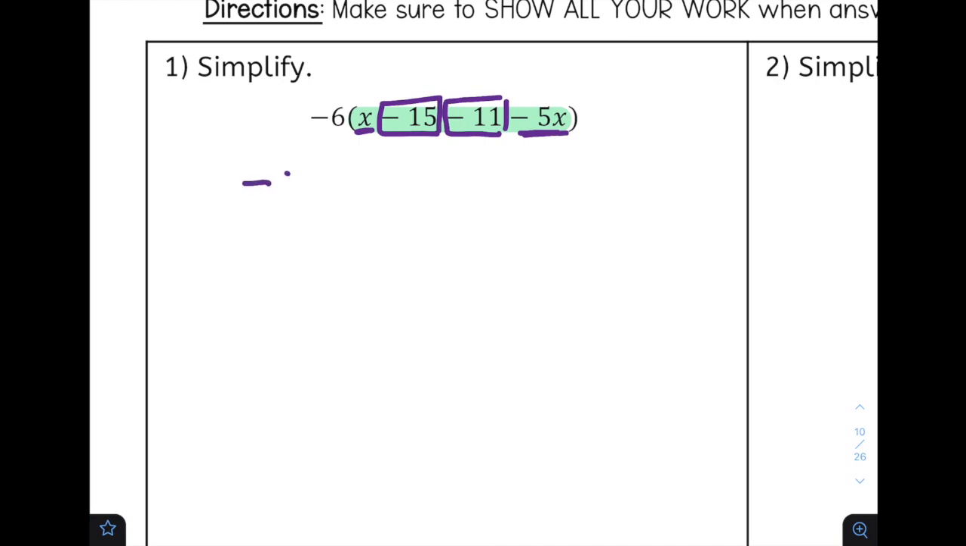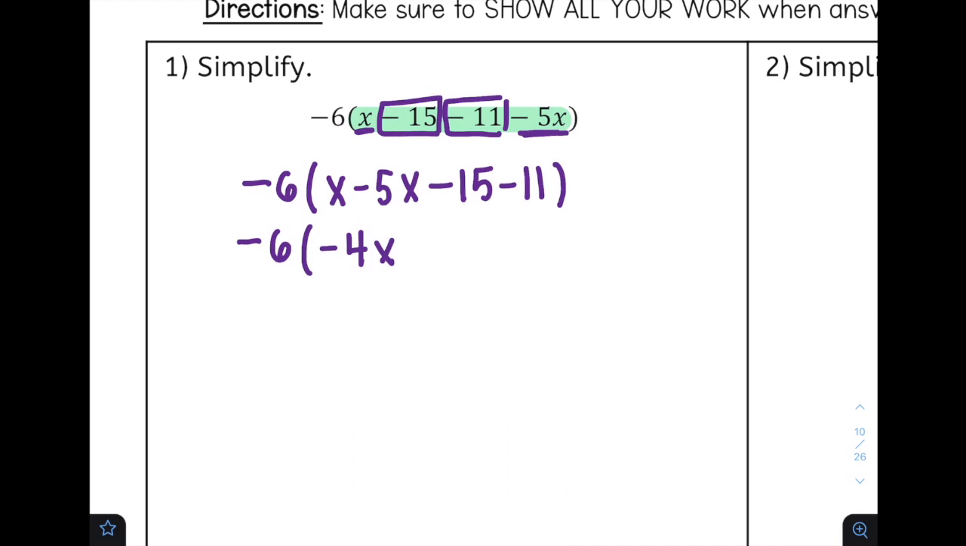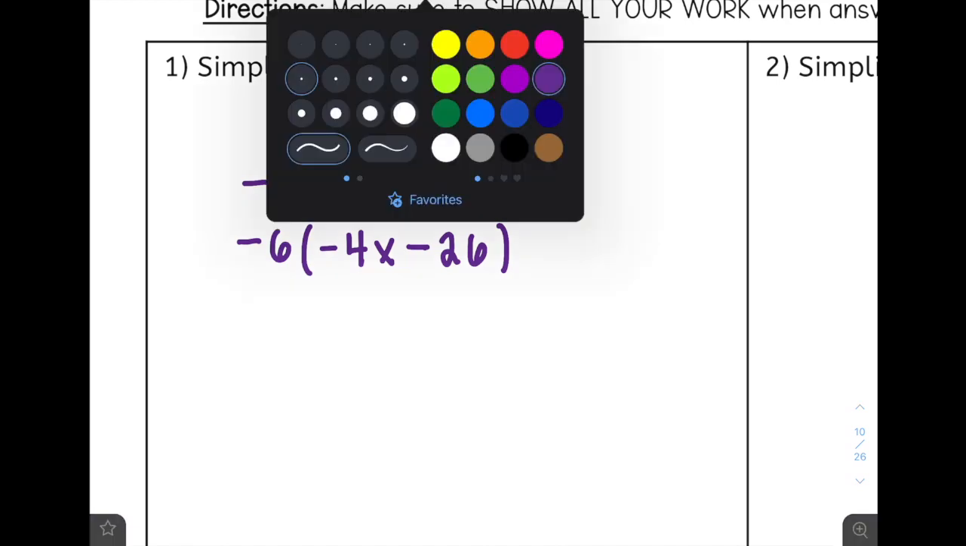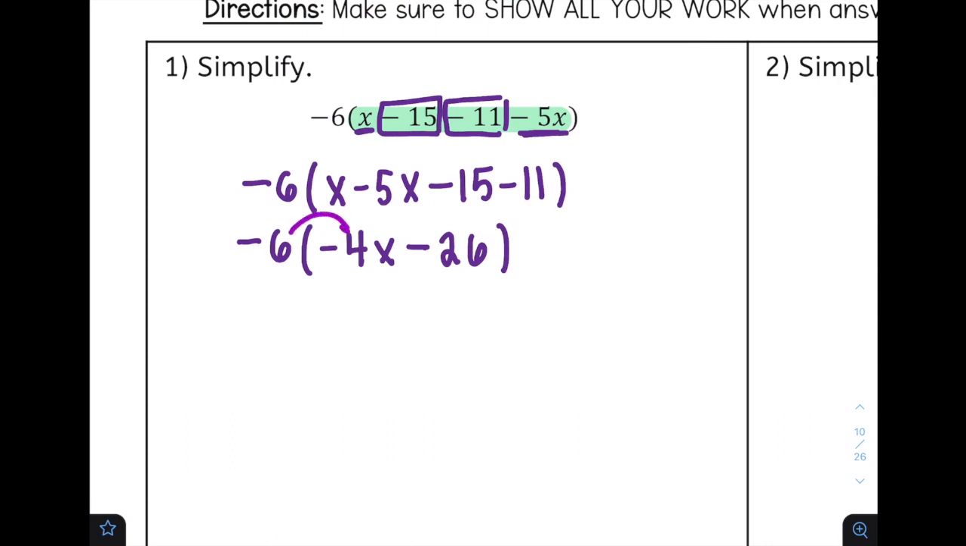So I have my negative 6 on the outside, x minus 5x. Just going to move everything around, and I have my negative 15 minus 11 together. So now I can combine my like terms. X minus 5x, I'm going to get negative 4x. Then I have negative 15 minus 11, I'm going to get negative 26. Okay, so what I can do now, I am going to use my distributive property. I'm going to multiply my first term by the one outside and my outside term by my second term.